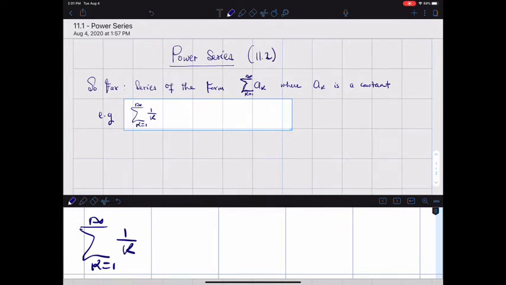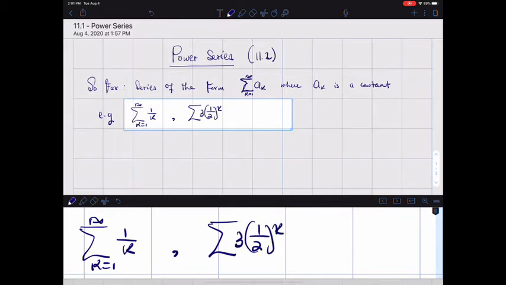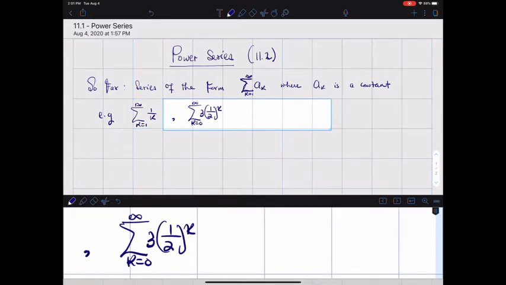and we know from using the integral test, this is divergent. It's a harmonic series. Or a series of the form 1 over 2 to the power of k. Maybe we can throw in 3 here. This is maybe k from 0 to infinity. This is a geometric series, and that converges because our r is just 1/2, less than 1, etc.